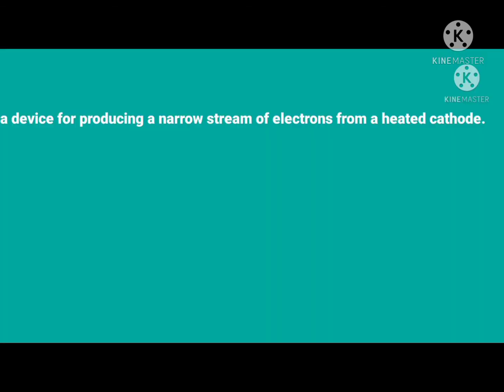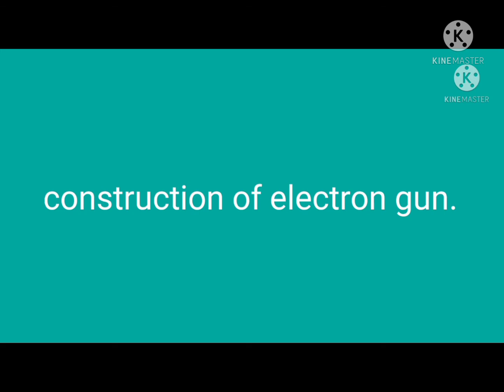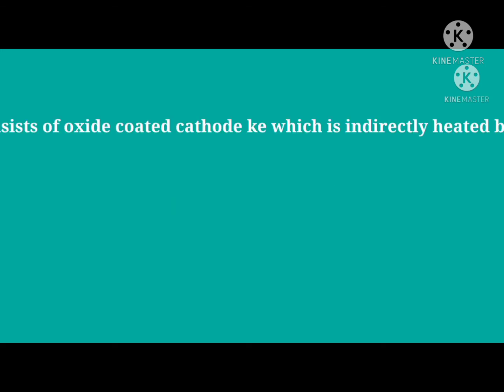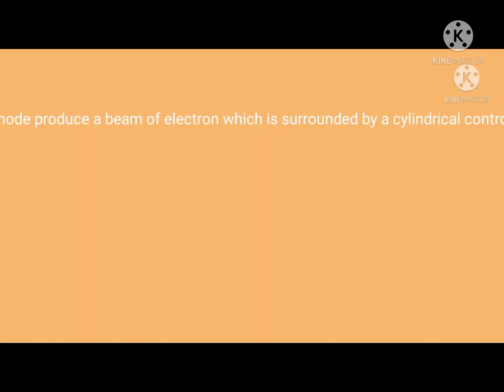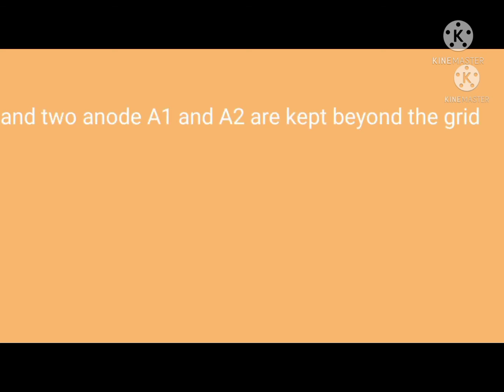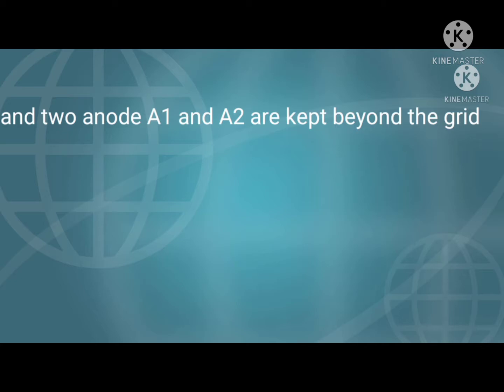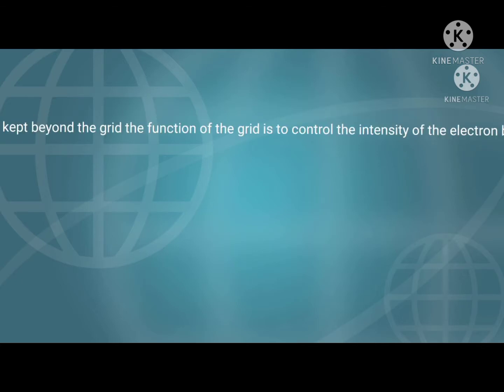Define the electron gun: a device for producing a narrow stream of electrons from a heated cathode. Construction of electron gun. The electron gun consists of an oxide coated cathode K, which is indirectly heated by a tungsten filament. The cathode produces a beam of electrons which is surrounded by a cylindrical control grid G, and two anodes A1 and A2 are kept beyond the grid.